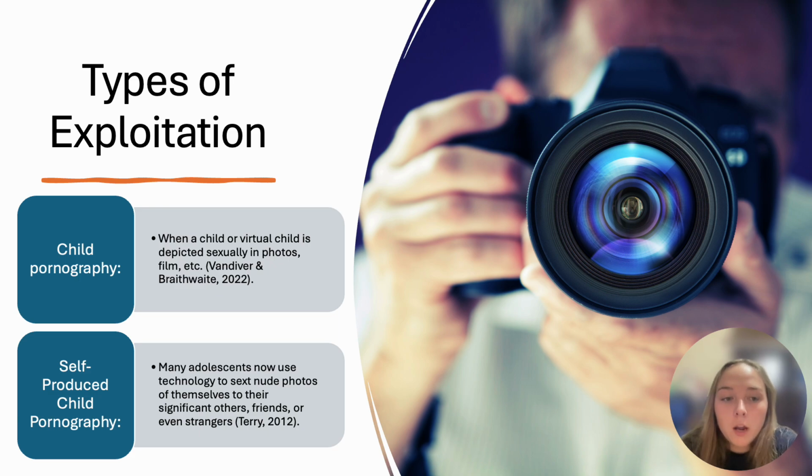Then self-produced child pornography has increased with the increase in technology, and it is basically the sexting of one's pictures to their friends or to another partner, girlfriend, or boyfriend. That has become questionable by law enforcement because it is a form of child pornography, but there are some different ways that law enforcement is going about those and whether they're seeing it as a serious crime or not.